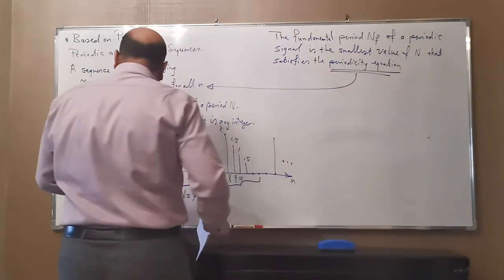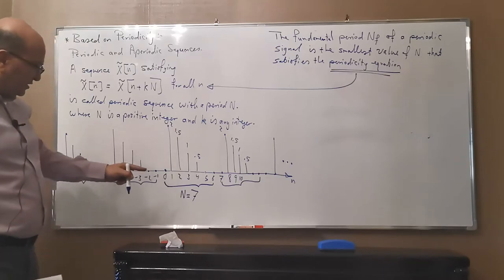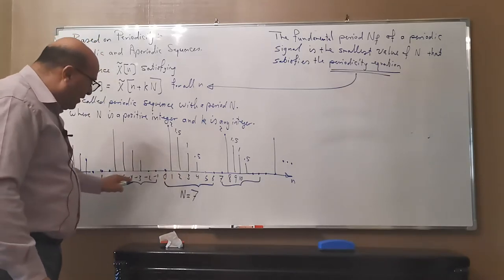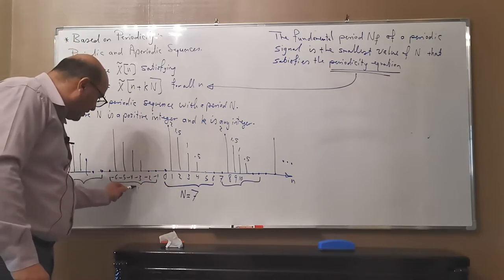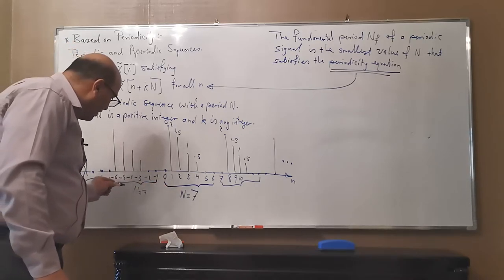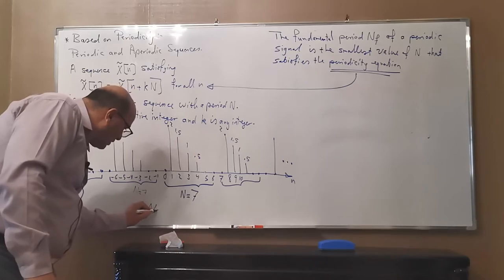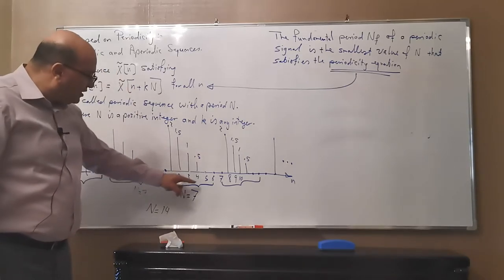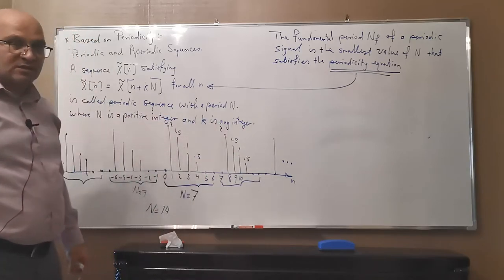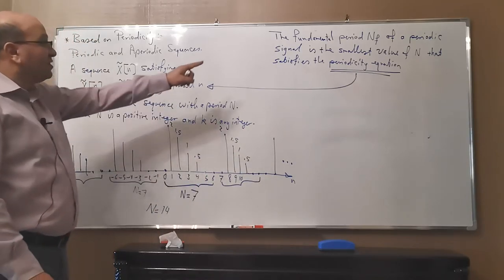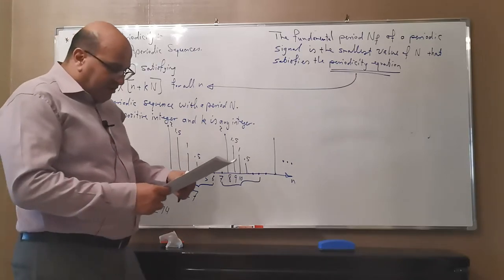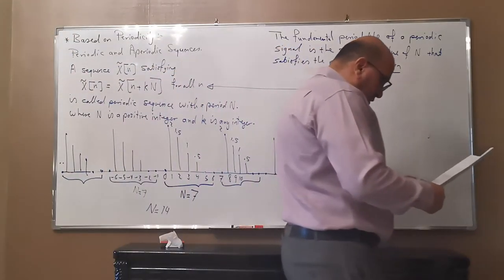You can just remember or notice that if you take two periods together, this is N equals 7. If you take N equals 14, you can say that, okay, with 14 samples, the sequence repeats itself also. But 14 is not the fundamental period. 7 is the fundamental period. Okay, please be careful about that.